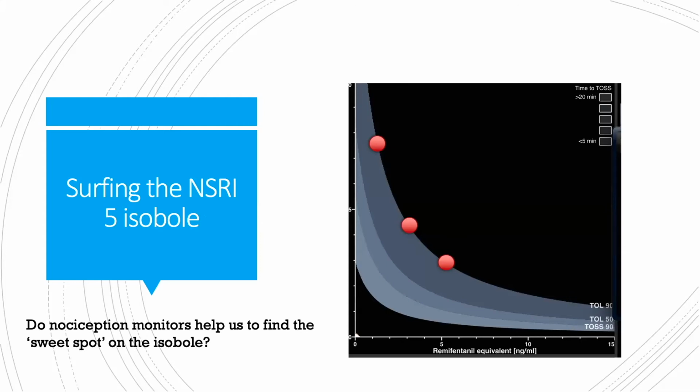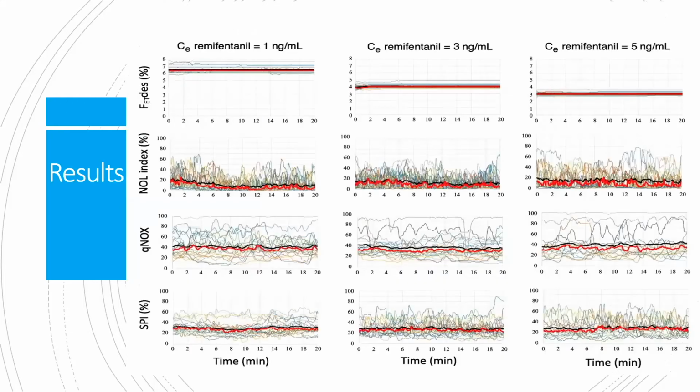In other words, could they give us information about either what remifentanil effect site concentration gives us the highest level of nociception, or which is the lowest remifentanil effect site concentration that gives us an adequate level of nociception. We present our data with the mean in black and the median in red.